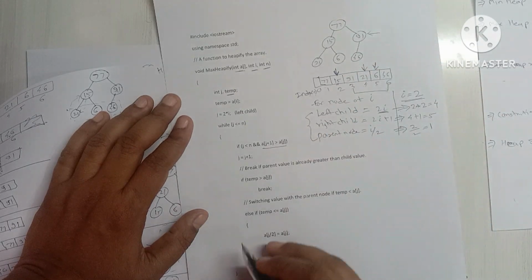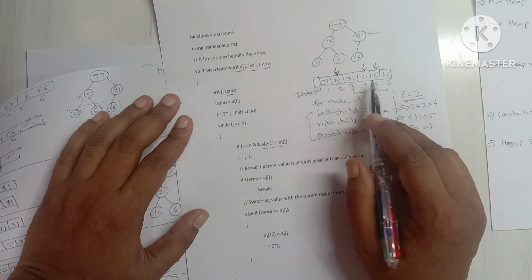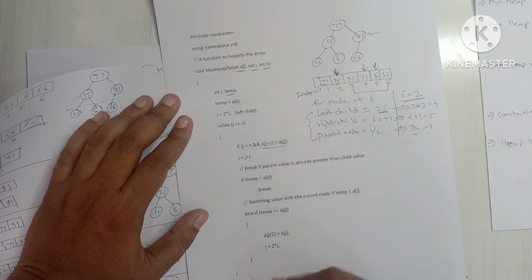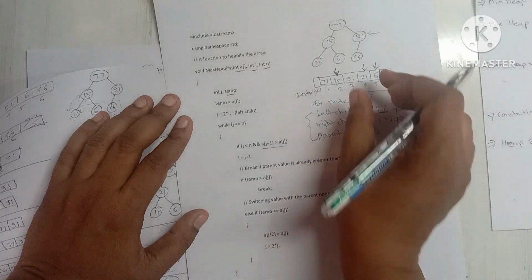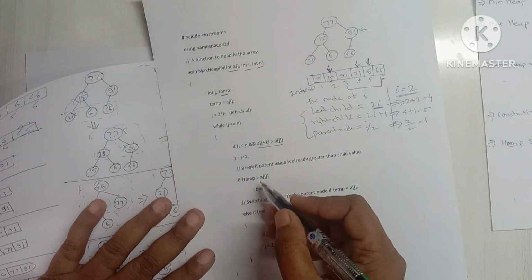It will not execute anything, it will go outside, and a of j divided by 2 is equal to temp. Which value is stored in temp? 91. So we need to store that at j by 2. What is j? J is this fifth location, sixth location, where we need to swap this with it. Likewise we need to perform.